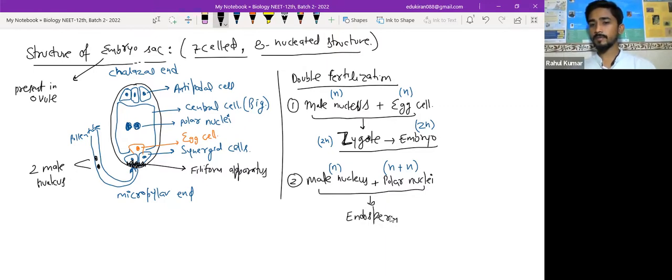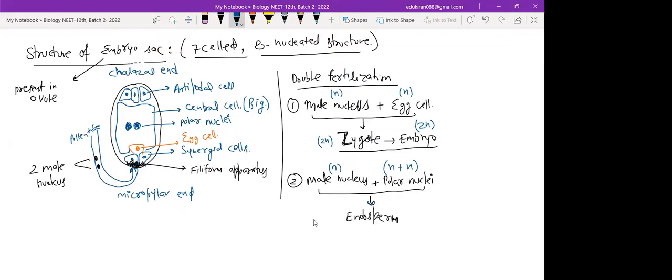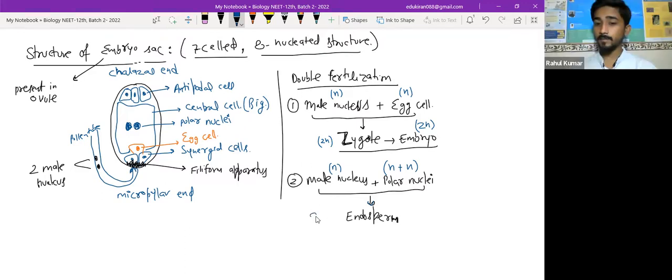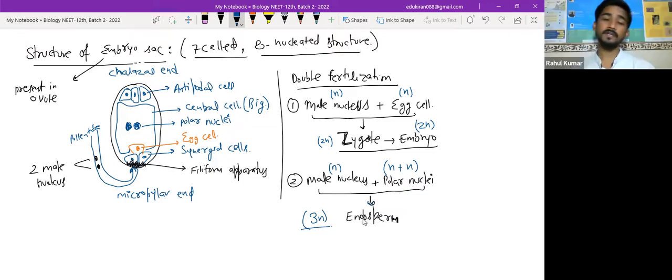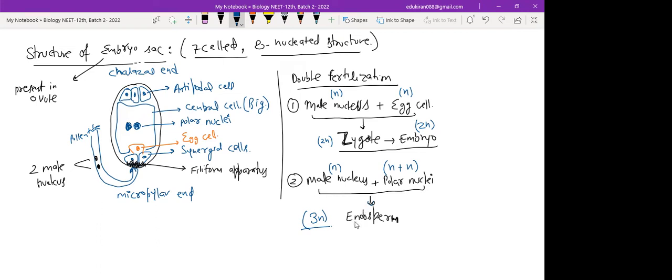3n. So this fusion will give rise to endosperm. I'll tell you what endosperm is. But the tissue it will give rise to is not a zygote but an endosperm. Now you tell me, will this endosperm be haploid, diploid, or what? I think diploid. No, it will be triploid. See, there are 3 n's: n of the male nucleus and n plus n of the polar nucleus. So 2n here and 1n here. Total 3 nuclei. So endosperm is a triploid tissue.